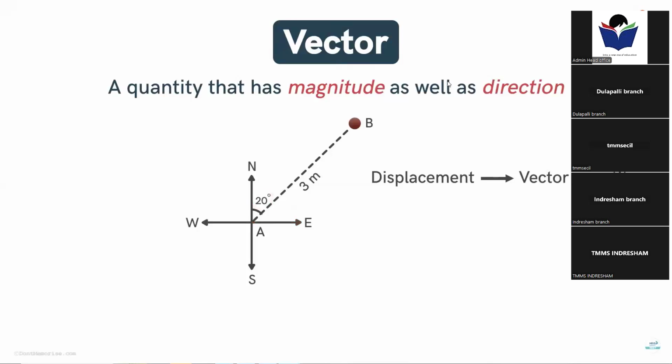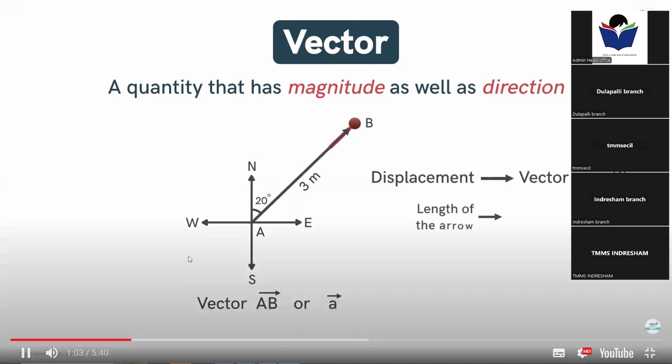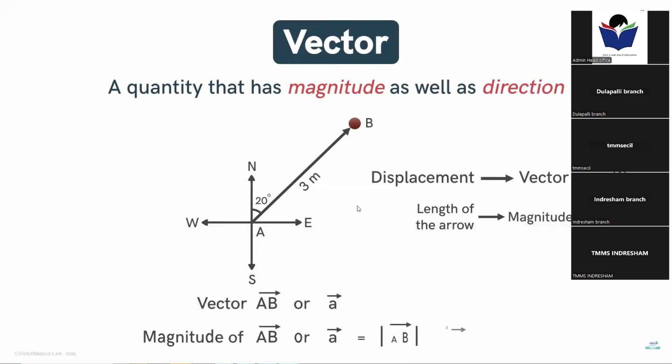As we saw earlier, we can represent a vector by an arrow. So the displacement vector is represented by an arrow with its initial point as A and its terminal point as B. It's denoted like this with an arrow above the letters. Or we can also denote it by a single letter like this. The length of the arrow represents the magnitude of the displacement vector, which is denoted like this. And the direction of the arrowhead represents the direction of the vector.